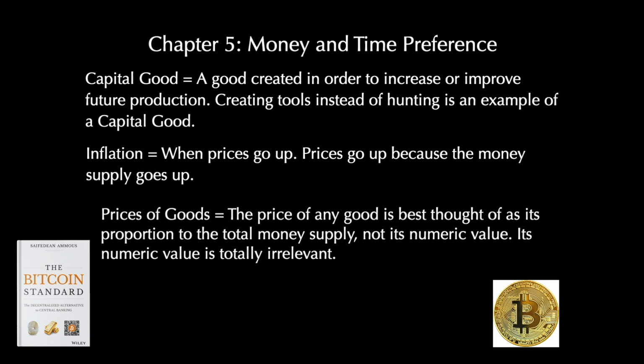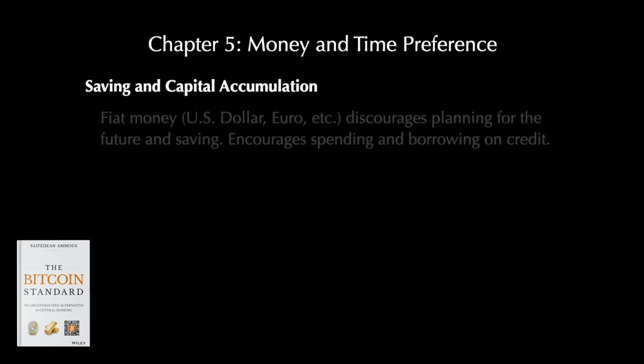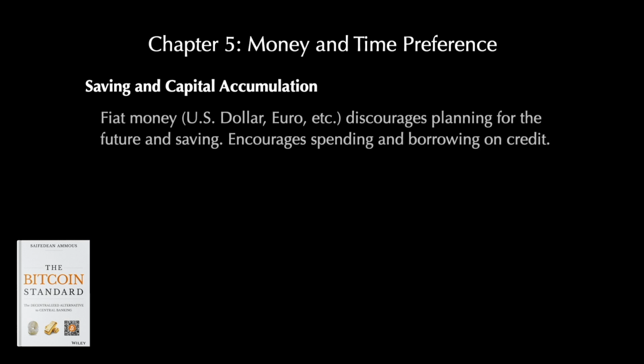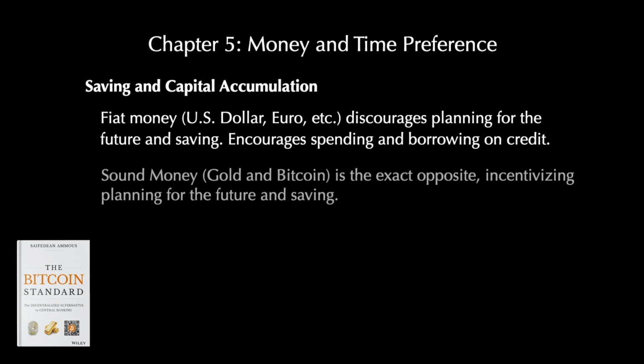Saving and capital accumulation. A major problem caused by a currency whose value decreases over time, or inflates, is that it negatively incentivizes saving for the future. If you can buy less in the future than you can now because of inflation, it is rational to spend and borrow lots of money now and to not save for the future. Sound money is the exact opposite. Sound money is money that gains in value over time, which incentivizes saving and planning for the future.